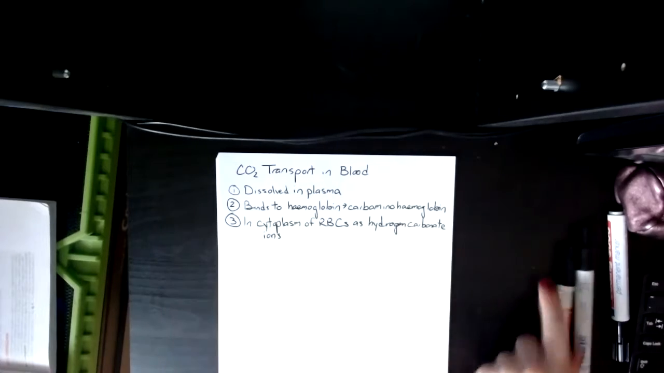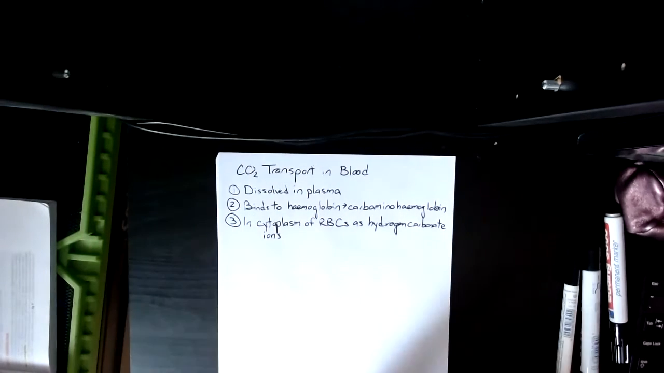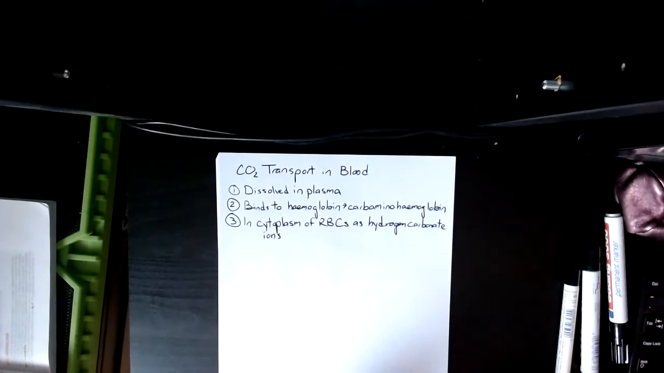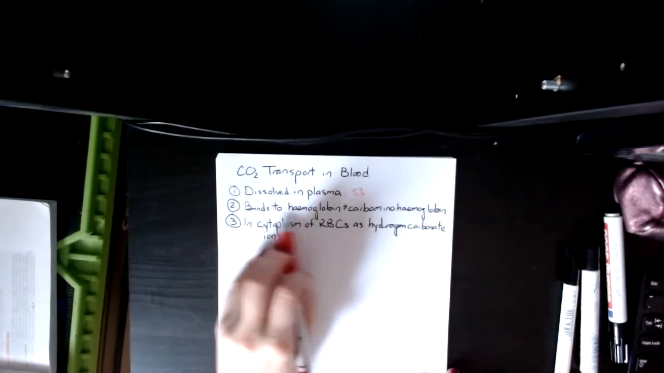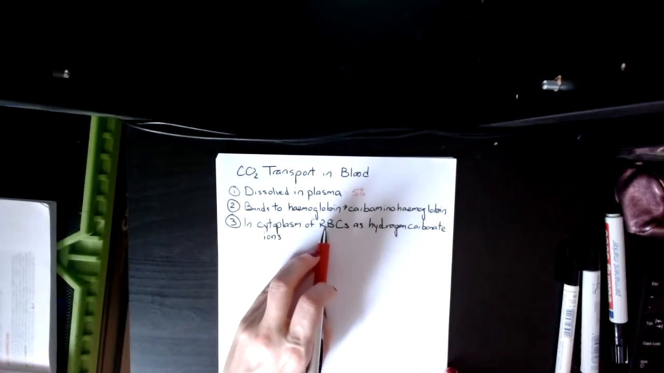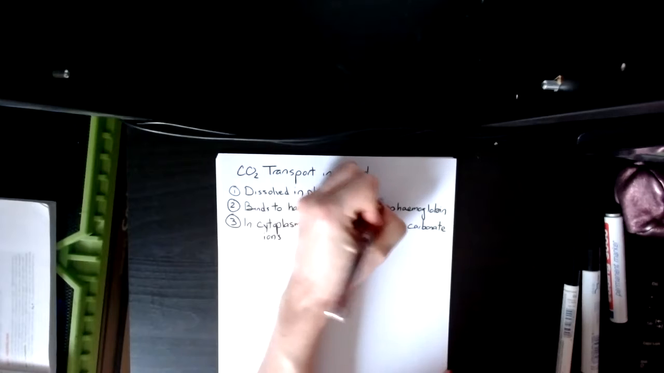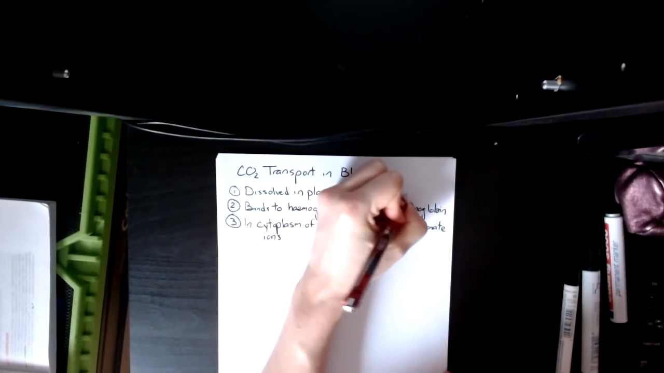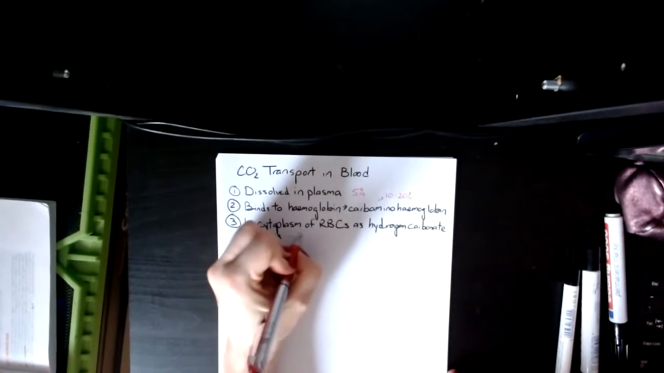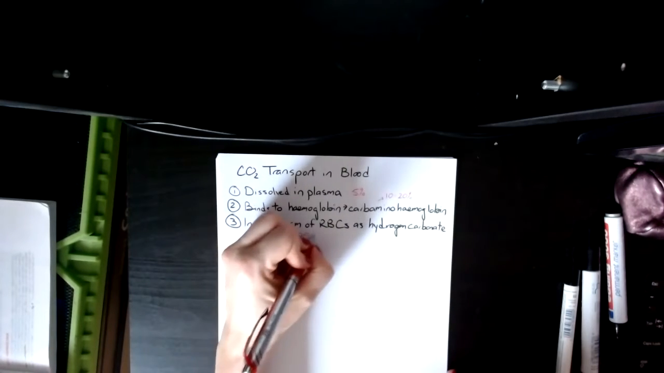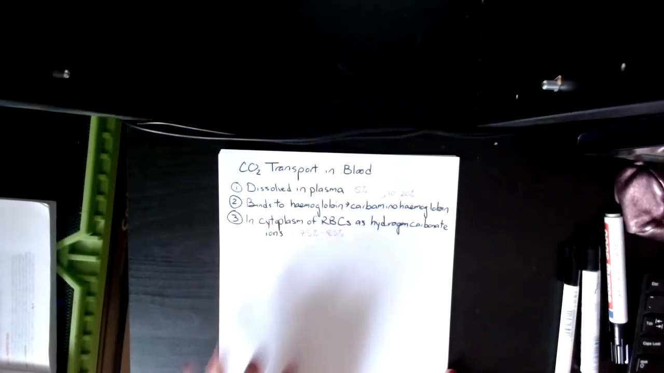Just to give you an idea of how much, this is not evenly shared. It's not like a third of each. Only about 5% is carried in the plasma, and another 10 to 20% is found in the form of carbaminohemoglobin. And the remainder, between 75 and 85%, is carried as the hydrogen carbonate ions in the red blood cells. So let's briefly look at how this actually happens.